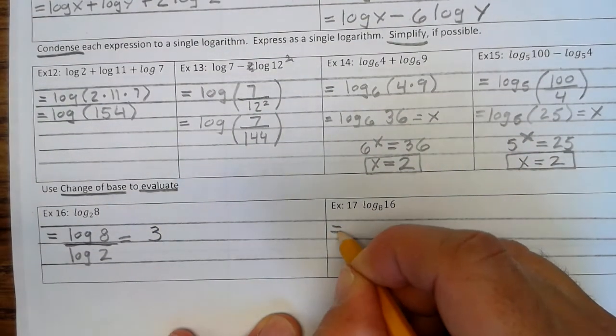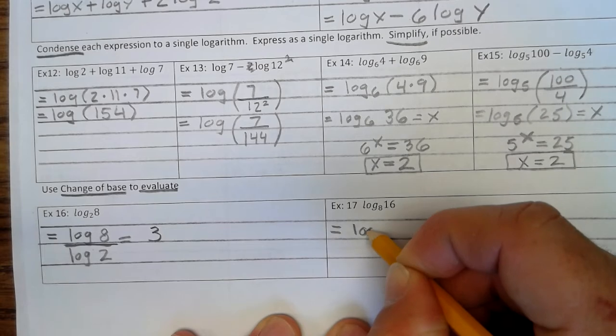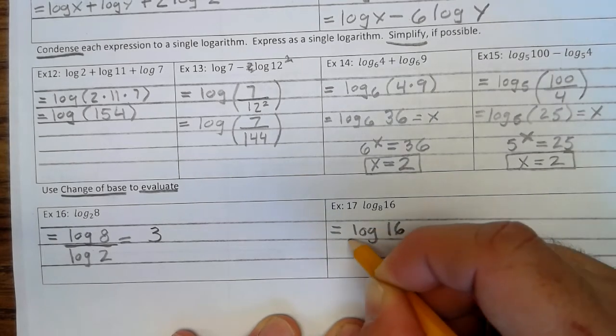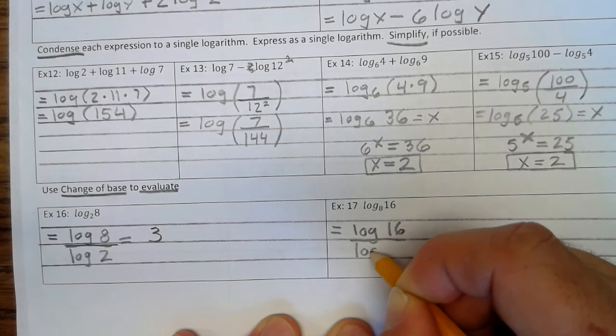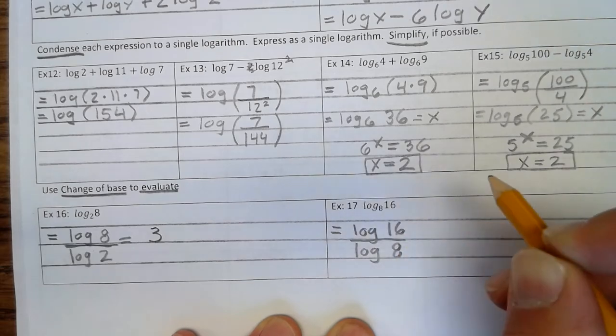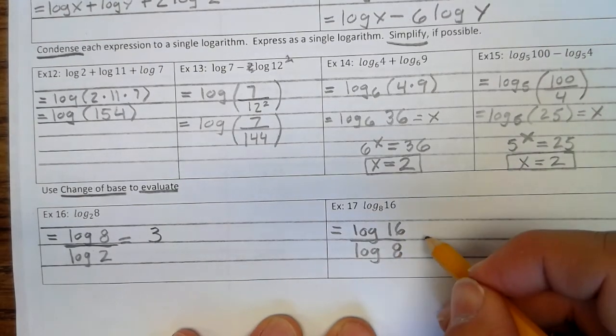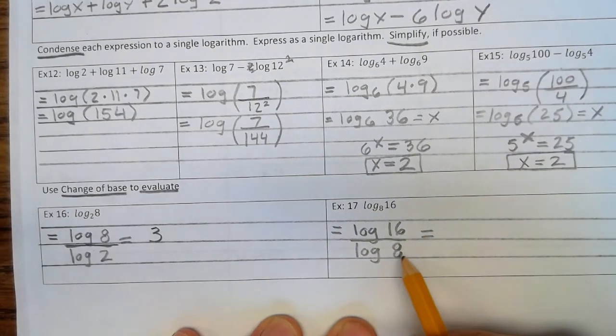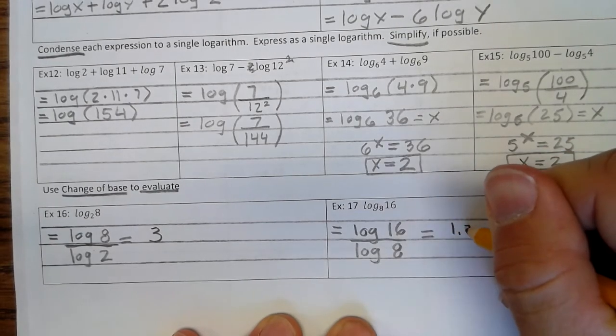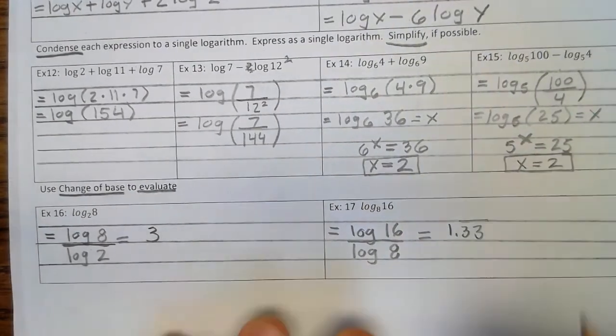Okay? And then same thing here, log of 16 divided by log of 8. And if you put it in the calculator correctly, you should get 1.33 repeating.